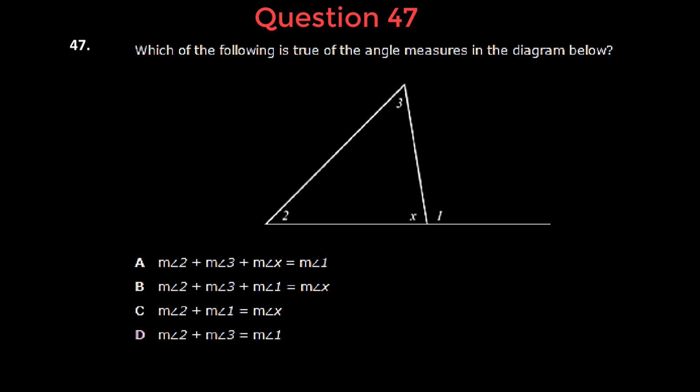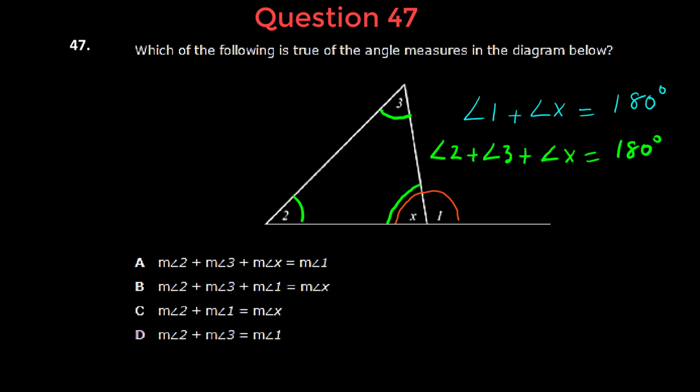Question number 47. If you look at these angles, x and 1, they are forming a linear pair, so I can easily say that angle 1 and angle x are supplementary and they are adding up to 180 degrees. One other thing that I will notice about the angles 2, 3 and x is they are the interior angles of a triangle and they will add up to 180 degrees.